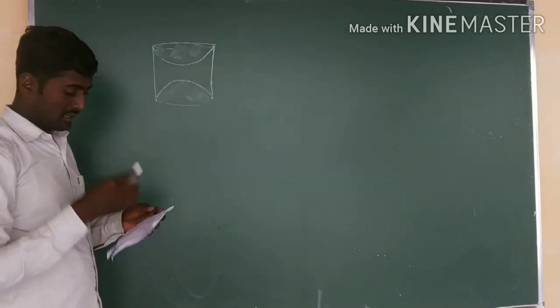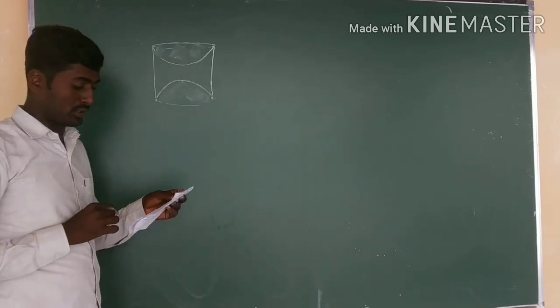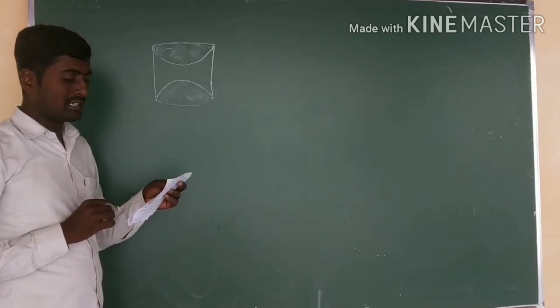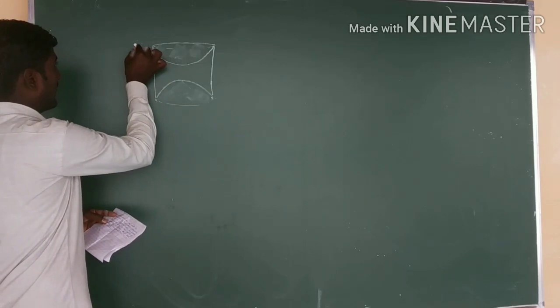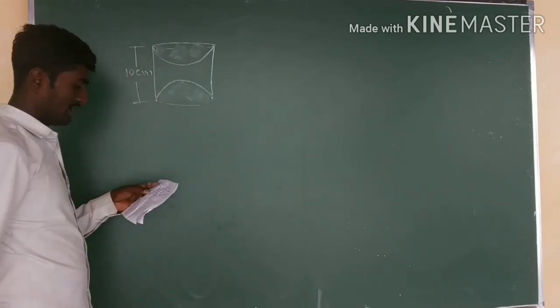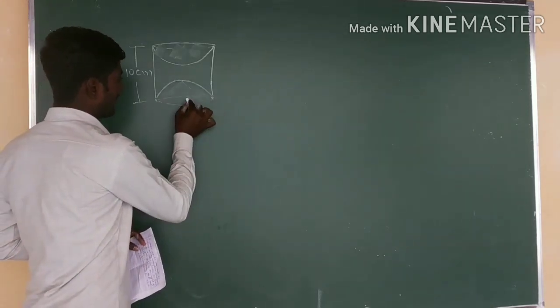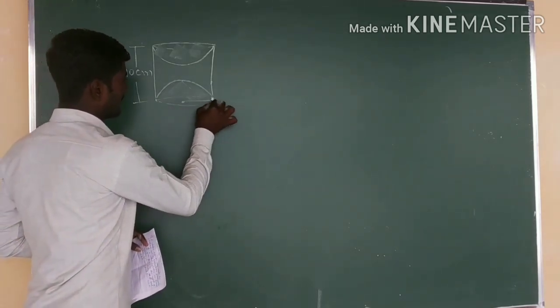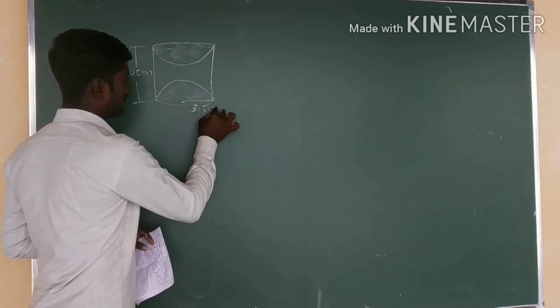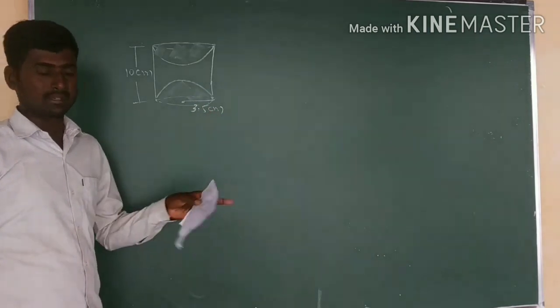Now, as shown in the figure, this is the given diagram in the question. If the height of the cylinder is 10 centimeter. So the height of this cylinder is how much? 10 centimeter. And the base radius is how much? 3.5. So let us take the base radius as 3.5 centimeter. The base radius of the cylinder and hemisphere are both the same here.